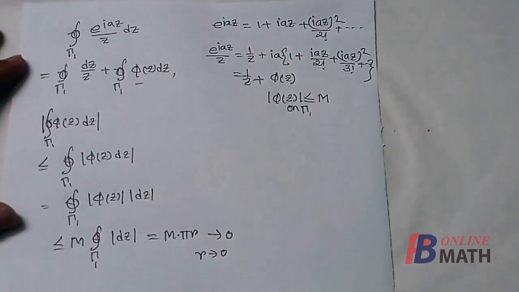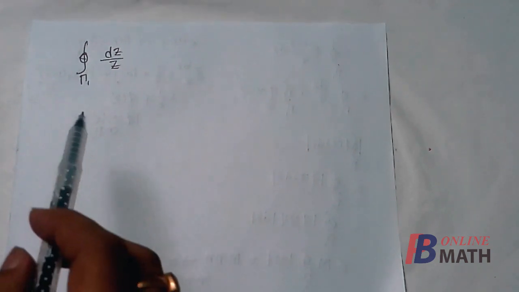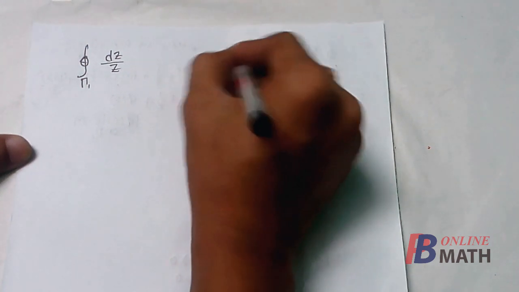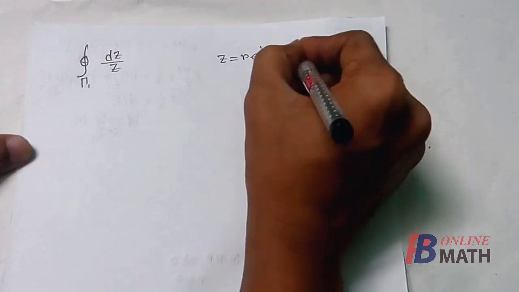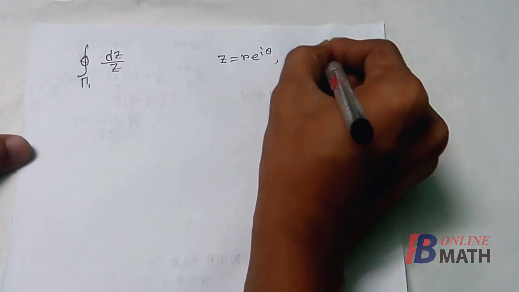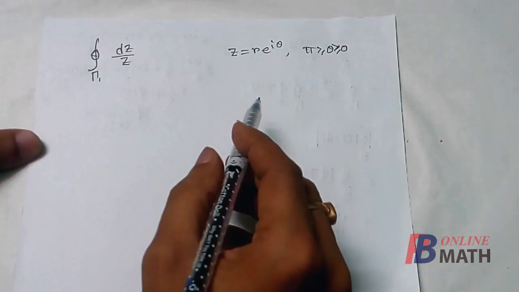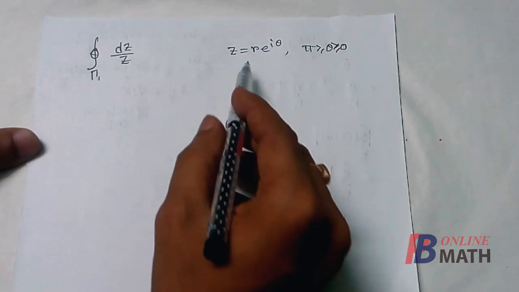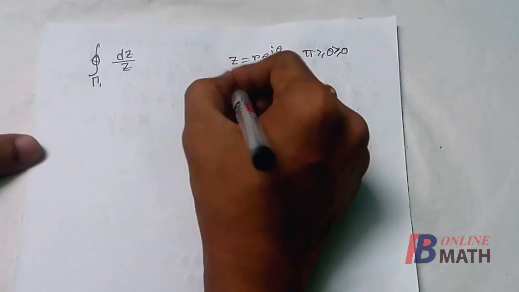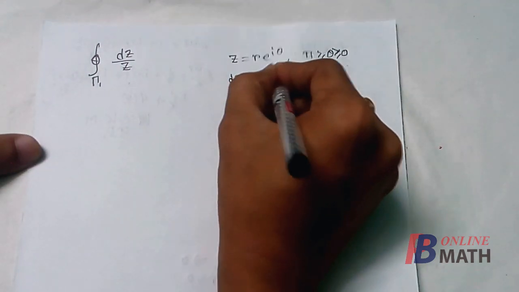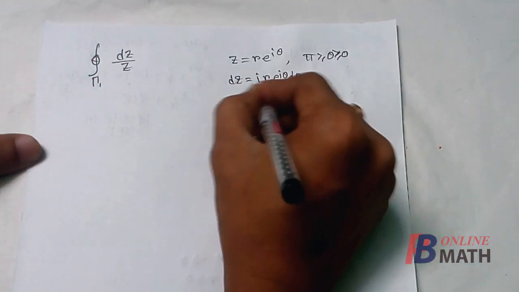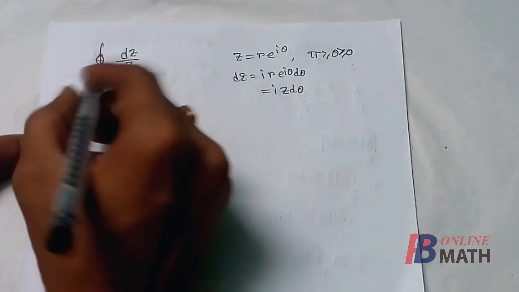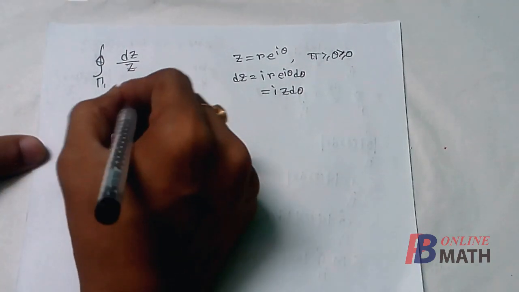Next we evaluate this integral. To evaluate this integral, we first replace the equation of the inner semicircle, that is z equal to r e to the power i theta, where theta varies from pi to 0. Since the semicircle was taken along the clockwise direction, theta varies from pi to 0. This is the equation of the inner semicircle. So if we replace dz, that is i r e to the power i theta d theta, which is i z d theta.